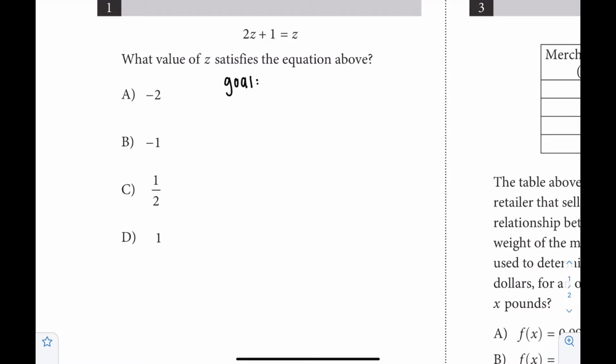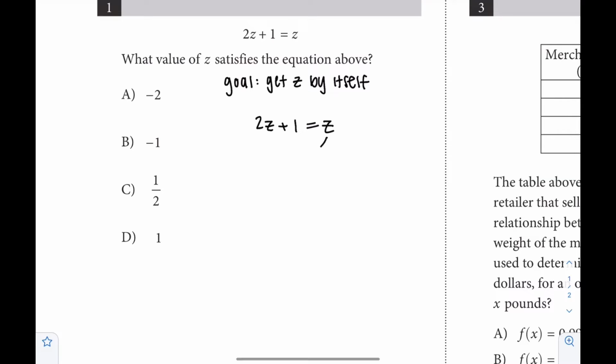So for example, this is asking us what value of z satisfies the equation above. So I'm going to write my goal is to get z by itself. And not only do you visualize what you need to do, but it's also really good for your brain to start processing what you're doing before you actually start the math. So I'm going to rewrite the equation. And in order to get z by itself, we just have to do a simple algebraic manipulation of this equation.